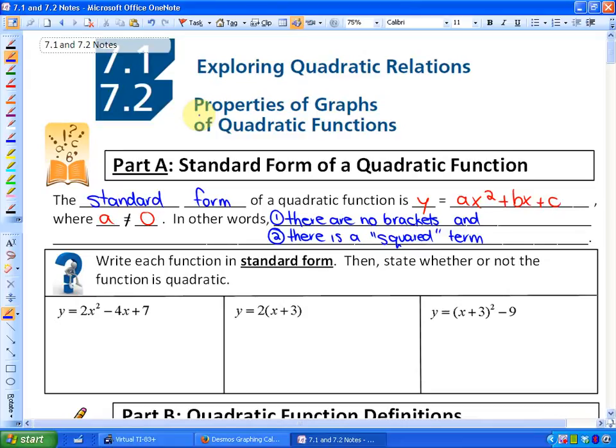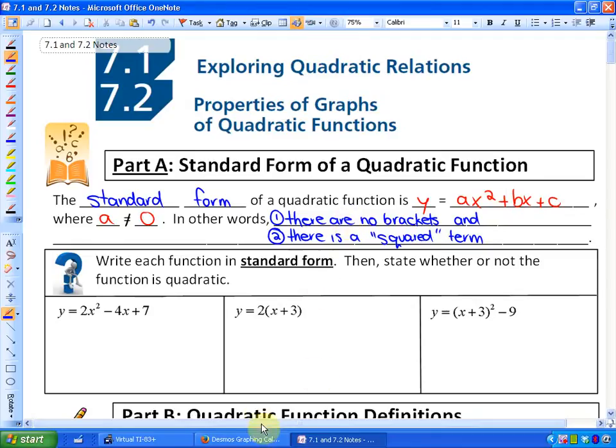So the first question is defining a quadratic function. There's many forms of a quadratic function. The first one we're going to investigate is standard form. The standard form of a quadratic function is right here: y is equal to, in red, a times x squared plus b times x plus c, where a is not equal to 0, because if a was 0, it would no longer be a quadratic. In other words, there are no brackets and there is a squared term. So in standard form, there are no brackets, and there's a term that definitely has a squared on it.